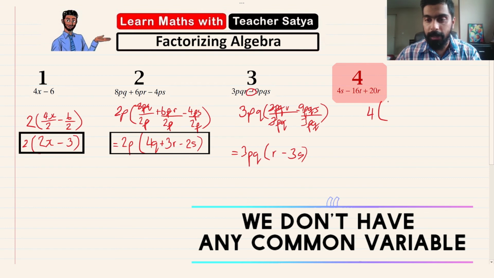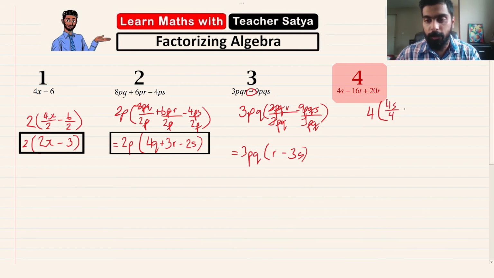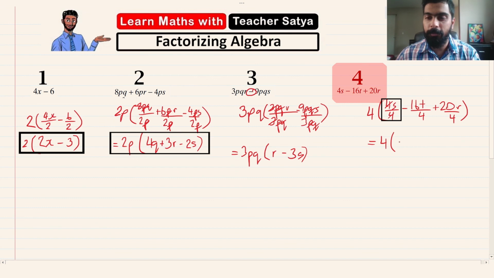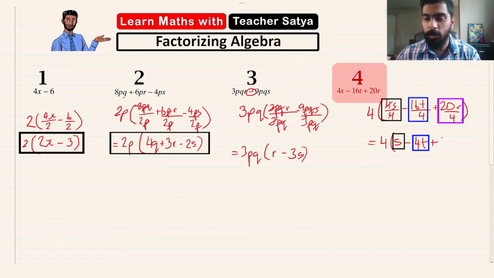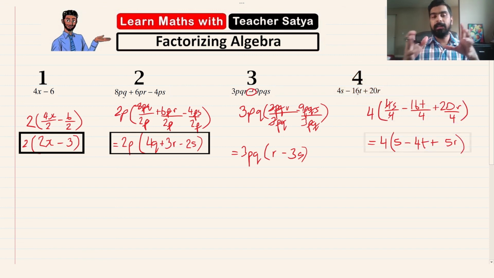Now we open the bracket: 4s divided by 4 minus 16t divided by 4 plus 20r divided by 4. All right, guys. Now the final answer would be 4, open bracket, 4 will simplify, so we have an s, minus 16 over 4 will give us 4, and we have a t, plus 20 over 4 is 5, and we have an r left. All right, guys. And that is how we would factorize algebraic expressions.